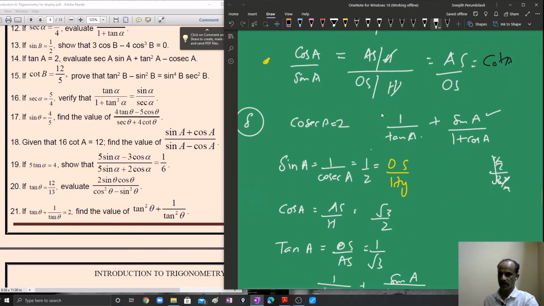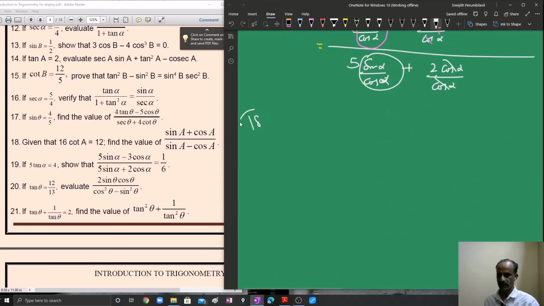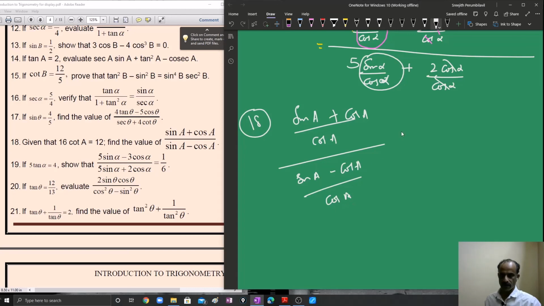Okay, so it's very simple. I'll show that, not detailed, but just quickly. Divide this numerator and denominator by cos A. Sin A minus cos A by cos A. You do the steps completely. Oh sorry, we need the other one. We need cot. So dividing throughout by sin A.